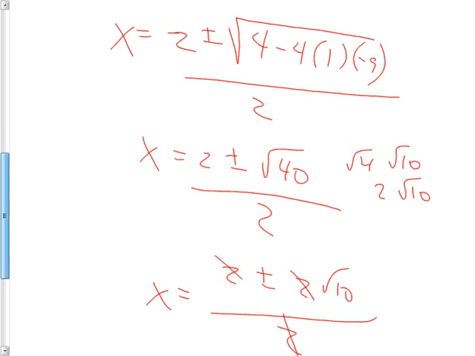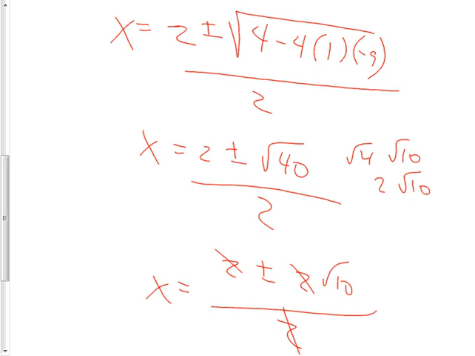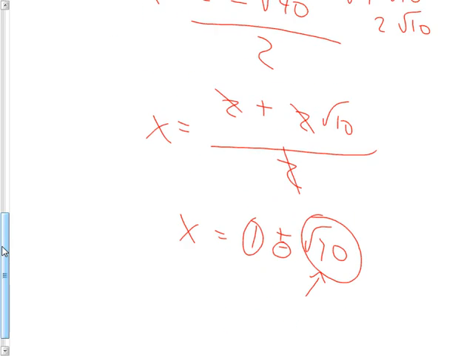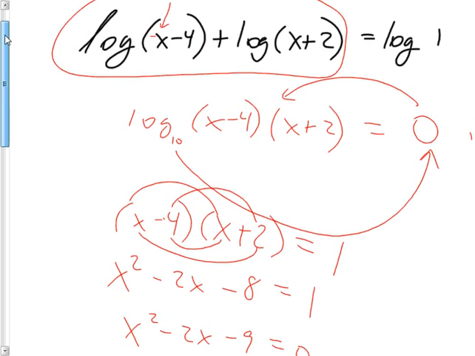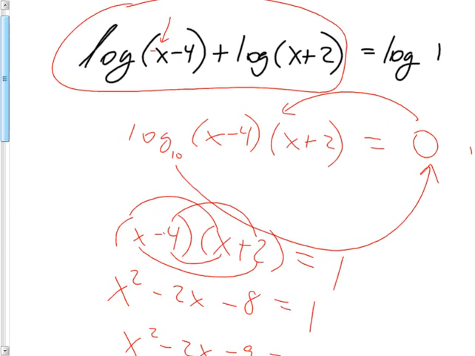So of these two, it's not plus or minus anymore. It's just plus. So the final answer would be, oops, just plus. 1 plus root 10. Whew, that was a hard one. Almost all of it was algebra, though. Like, only at the beginning do we have a little bit of log stuff to do. We had to compress it.